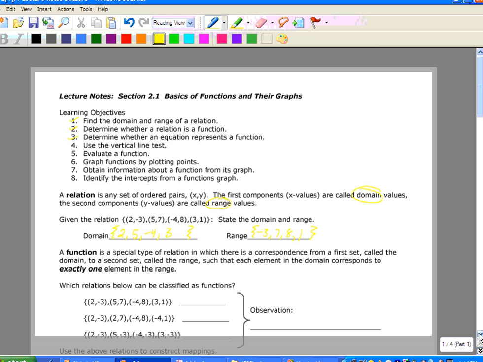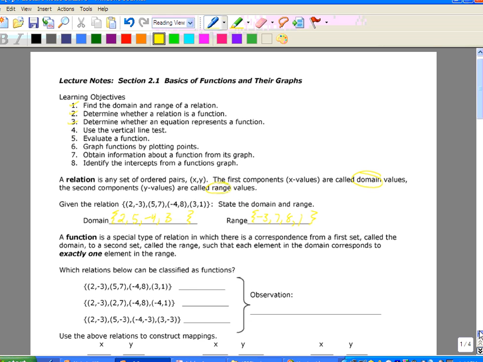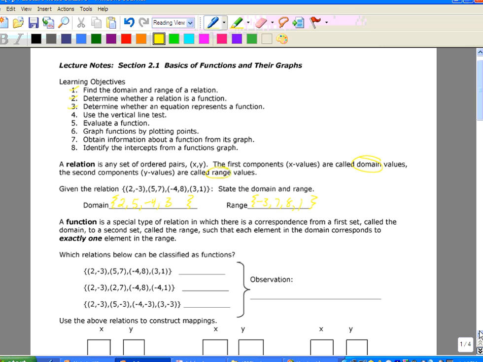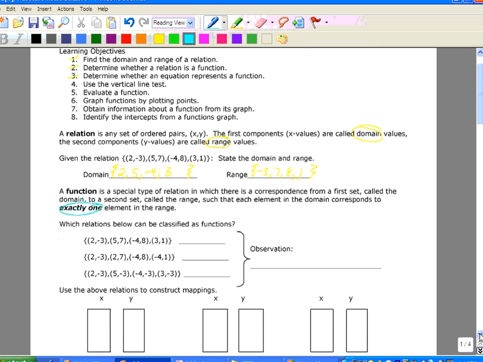So that's simple enough. Now let's take this one step further. Let's determine if relations represent a function, if we can classify them further as something we call a function. So let's check out the definition of a function. It's a special type of relation where there is a correspondence between your x's and your y's, but the correspondence is such that each element in the domain corresponds to exactly one element in the range. That's what separates a relation from being a function.